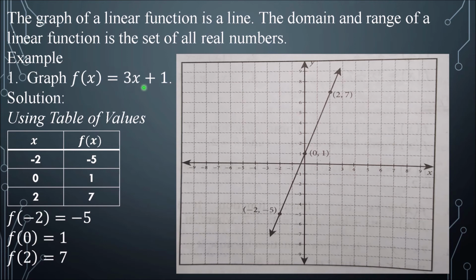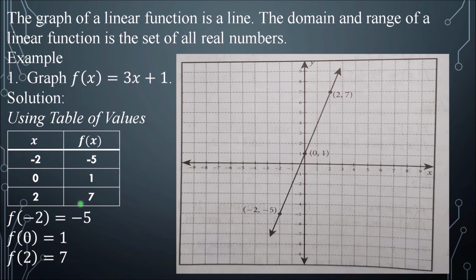3 times 2 plus 1 is equal to 7. So f(2) is equal to 7. So let's have the summary of that. f(-2) is equal to negative 5. f(0) is equal to 1. f(2) is equal to 7.